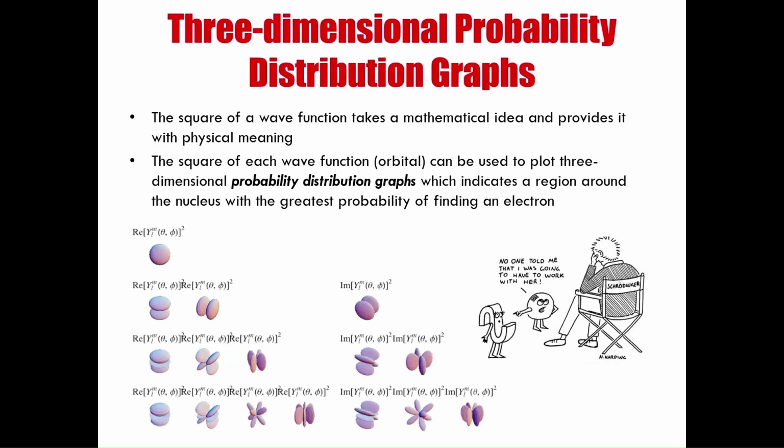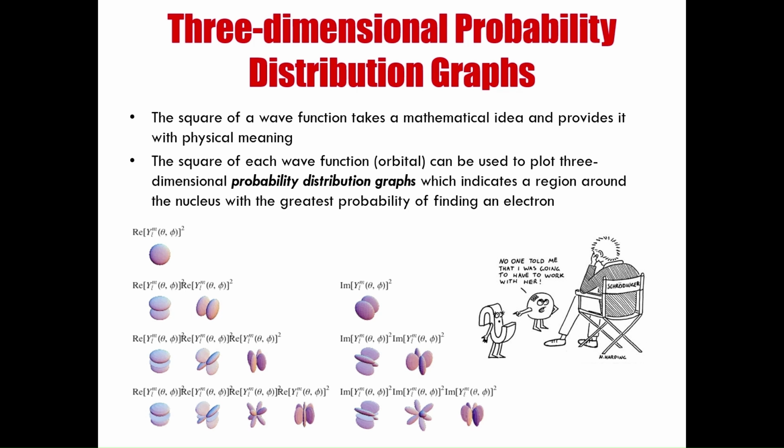Schrödinger was able to take the mathematical idea of a wave function and provide physical meaning to it by squaring that function. The square of each wave function can be used to plot what are called three-dimensional probability distribution graphs. These graphs indicate regions around the nucleus with the greatest probability of finding an electron. These pictures at the bottom of the slide are probability distribution graphs. They're showing the wave functions plotted as orbitals where you're most likely to find an electron.